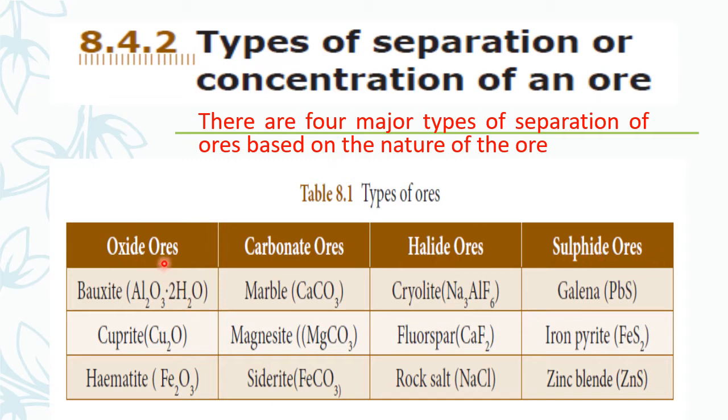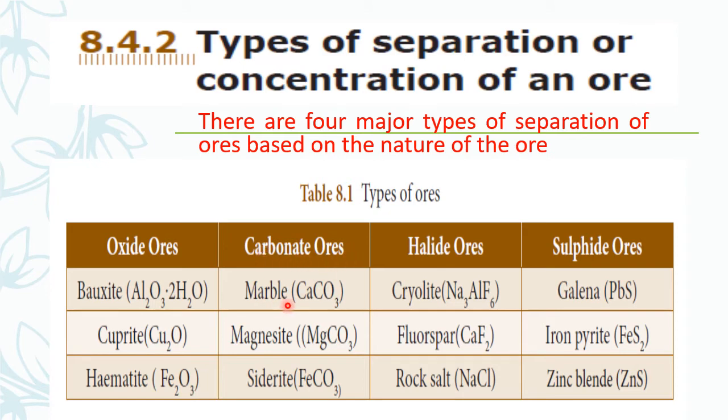We'll see oxide ores. First one, bauxite. Formula for bauxite, Al2O3.2H2O. Next, cuprite. Formula Cu2O. Next, hematite. Formula for hematite, Fe2O3.